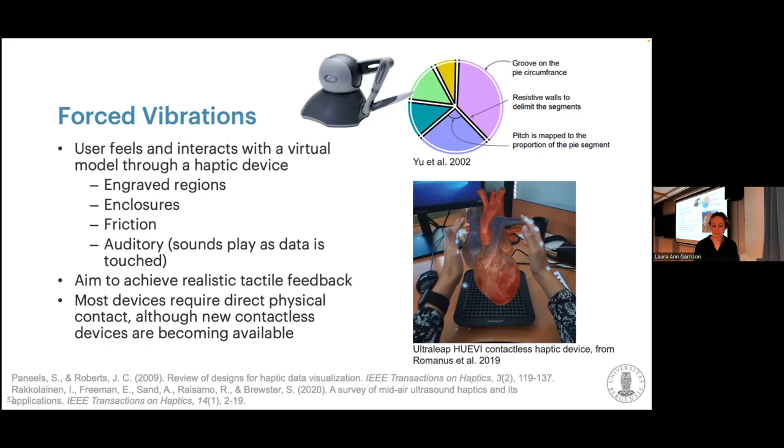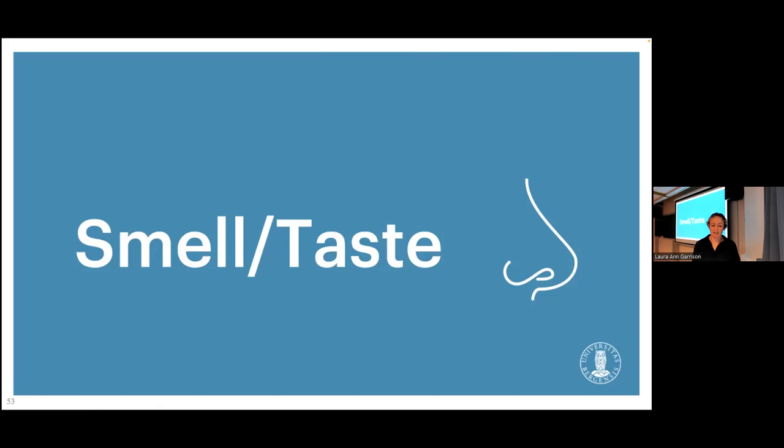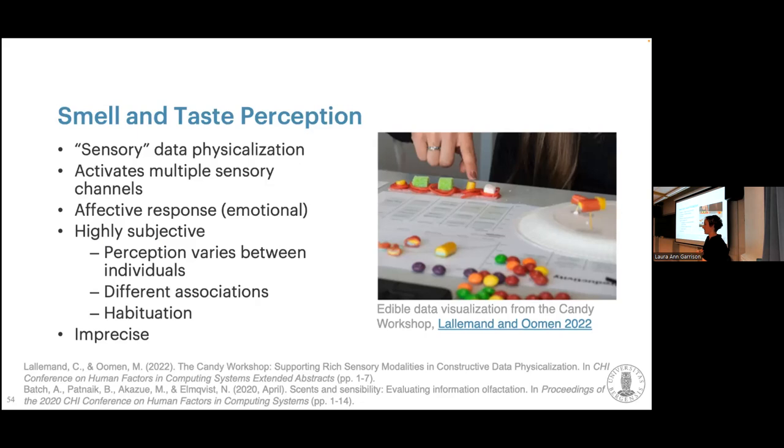I'll briefly talk about smell and taste because it's a sensory sort of data physicalization. Smell and taste are really going hand in hand. It's hard to separate them out. They activate multiple sensory channels. Examples of this are pretty limited actually in terms of thinking about accessibility. They're more of an experience. So this case is from a workshop where they're using candy to build data visualizations, and then you can eat it to cement the experience of the data.